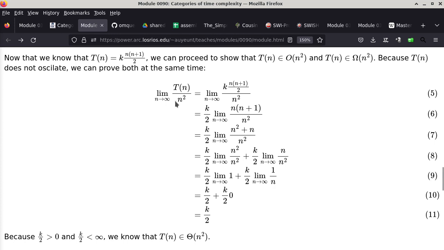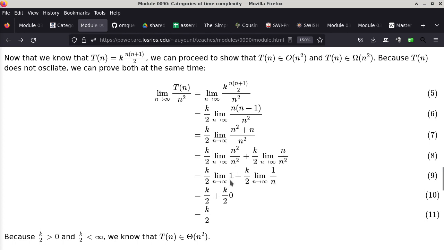The way we do this proof is we look at the limit of T of n divided by n squared. We know T of n is k times n plus 1, the whole thing divided by 2, and we want to divide the entire thing by n squared. We can extract k divided by 2 to be outside of the limit. So now we have a limit of n going to infinity, and we want to find out what happens to n times n plus 1, the whole thing divided by n squared. We break it up into n squared plus n. n squared divided by n squared is just 1. n divided by n squared is 1 divided by n.